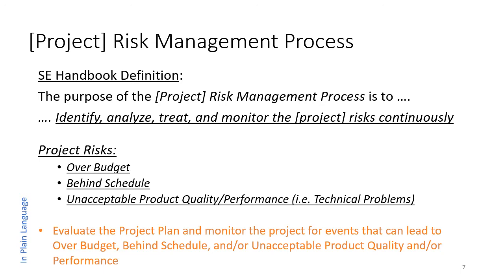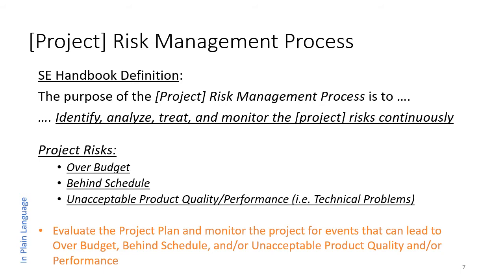The chapter doesn't identify the project risks until late on, but here they are right up front. There are 3 risks to any project. The first one is you do not want to be over budget. You do not want to spend more money than you have. You do not want to be behind schedule. You do not want to deliver late. And then third, and probably most important, is you do not want to deliver a product or system that has poor quality or doesn't meet the technical performance requirements. That last category in this chapter is classified or known as technical problems.